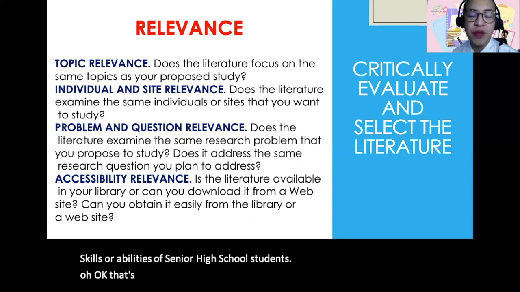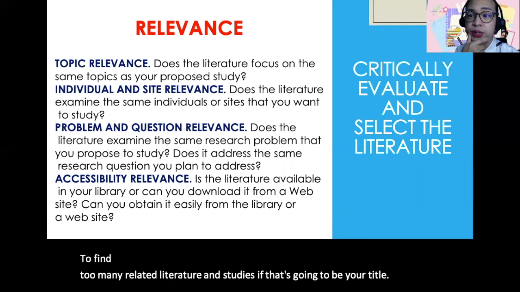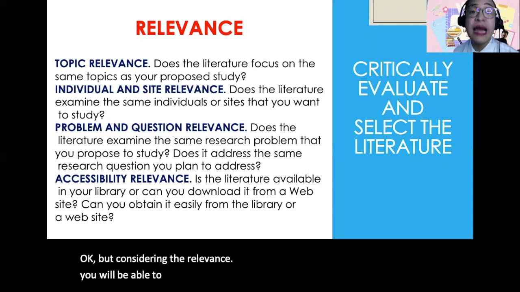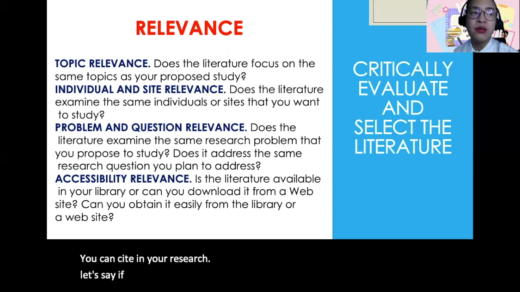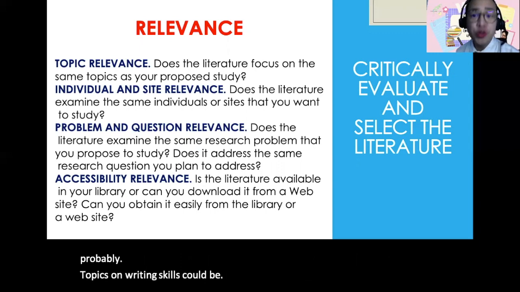Okay, that's the first example. Probably you won't be able to find too many related literature and studies if that's going to be your title. But considering the relevance, you will be able to find literature and studies which you can cite in your research. Let's say if your title is Research Skills or Abilities of Senior High Students, probably topics on writing skills could be included in your research.